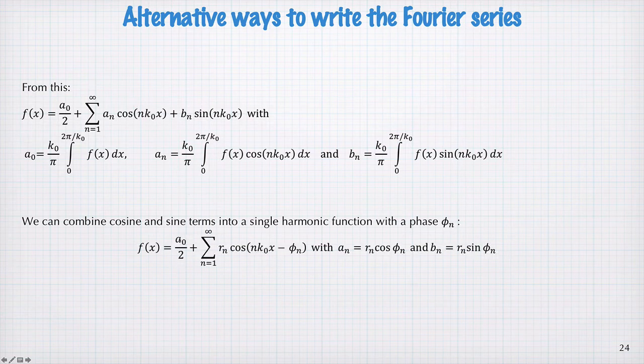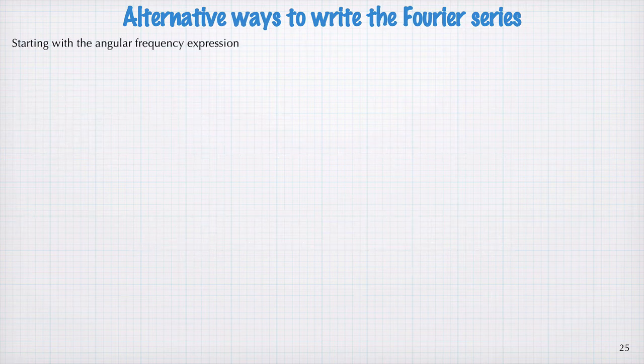We still have a constant term out the front, but now instead of having a sum of sine and cosine terms, we can make it a sum over cosine. It could be sine, but I've chosen to do cosine here. And the definitions for A_n and B_n are related to the R_n and phi_n, like this. What else can we do?